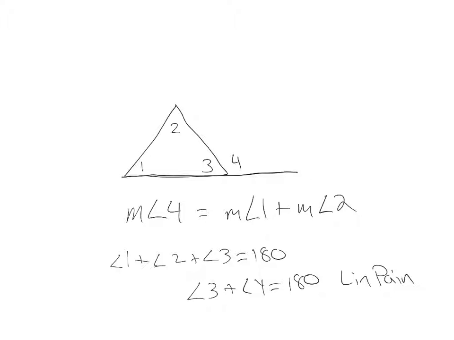If those two things are true, then by substitution, or by transitive property, we can say that angle 4 must be congruent, or I guess congruent supplements theorem is probably more accurate, to angle 1 plus angle 2. Because the idea is angle 1 plus angle 2 and angle 4 both are supplementary to angle 3. Therefore, by the congruent supplements theorem, they have to be equal to each other.